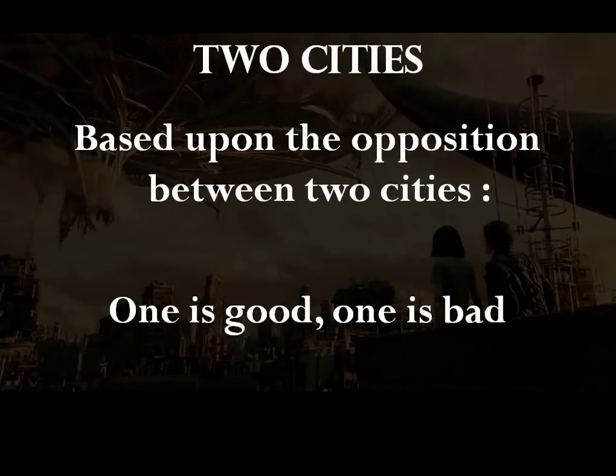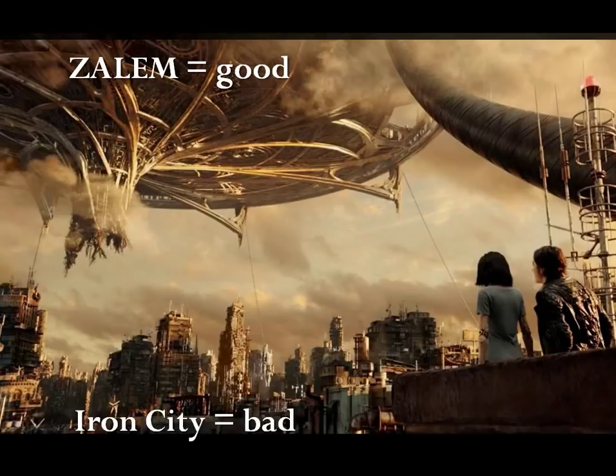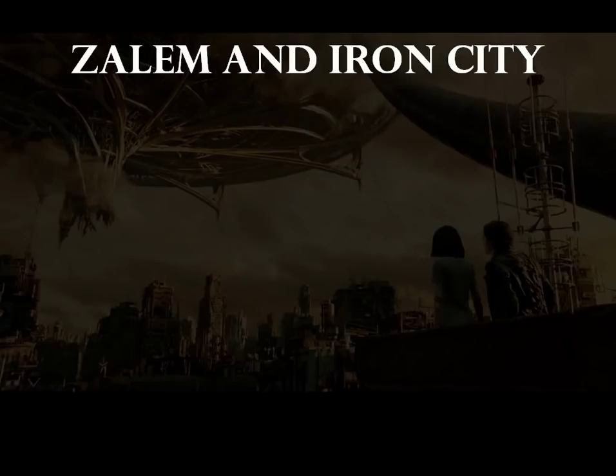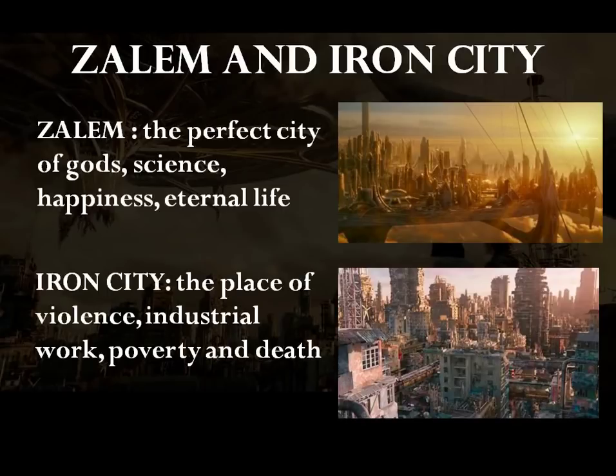So the story is based upon the opposition between two cities, ZALEM and Iron City. ZALEM is in the sky and looks good. Iron City is on the ground and appears to be a giant slum. ZALEM is said to be a perfect place, most desirable. Its name refers to the heavenly Jerusalem, a place of peace. Yes, that's the meaning of the word ZALEM. It's a place of wealth, science, happiness, and eternal life. Whereas Iron City is a place of violence, of industrial work, poverty, and certain death. It is a Gehenna. The shapes used to describe the two cities underline this opposition.